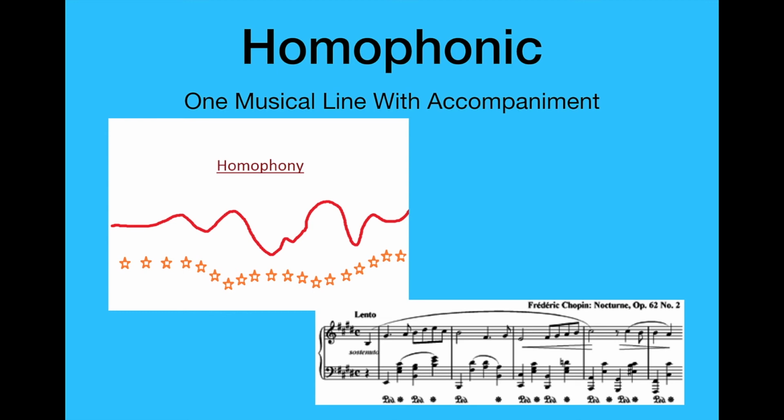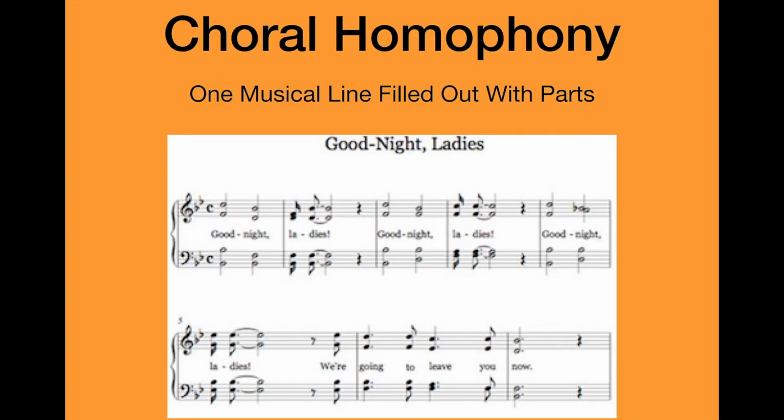Then we can have a homophonic texture, one musical line with accompaniment. We hear the tune, and then there's some other stuff going on with it. So that's a little homophonic texture. We also have the choral homophony, which is you'll hear one tune, but it will fill it out with parts. And you might hear that in a choir with soprano, alto, tenor, and bass, with sopranos singing the melody and all the other people singing out parts. So this is what you're looking at with this little song here.